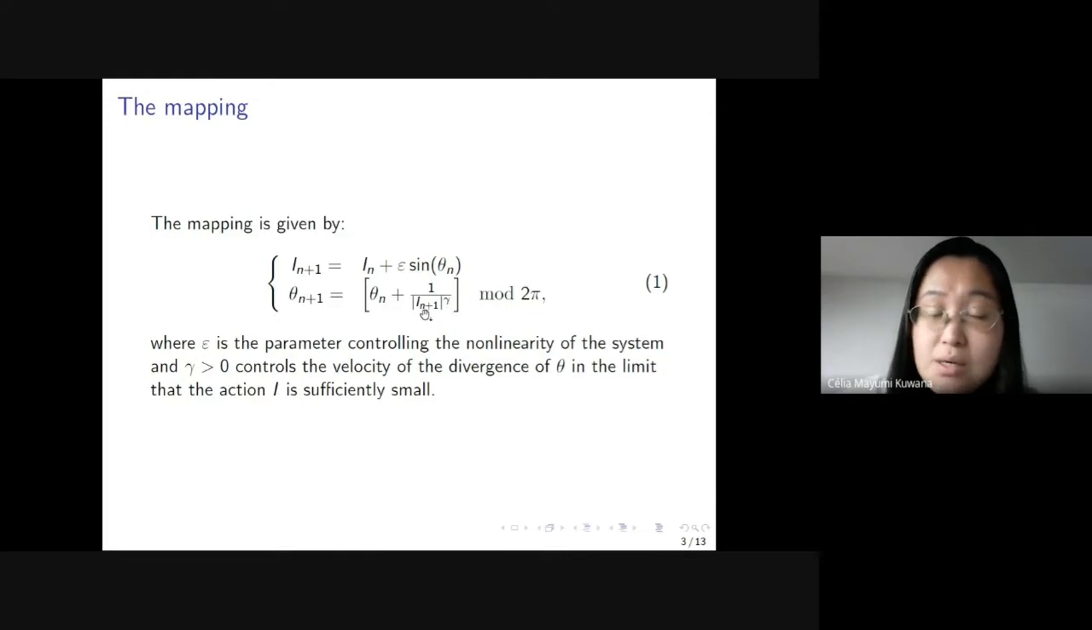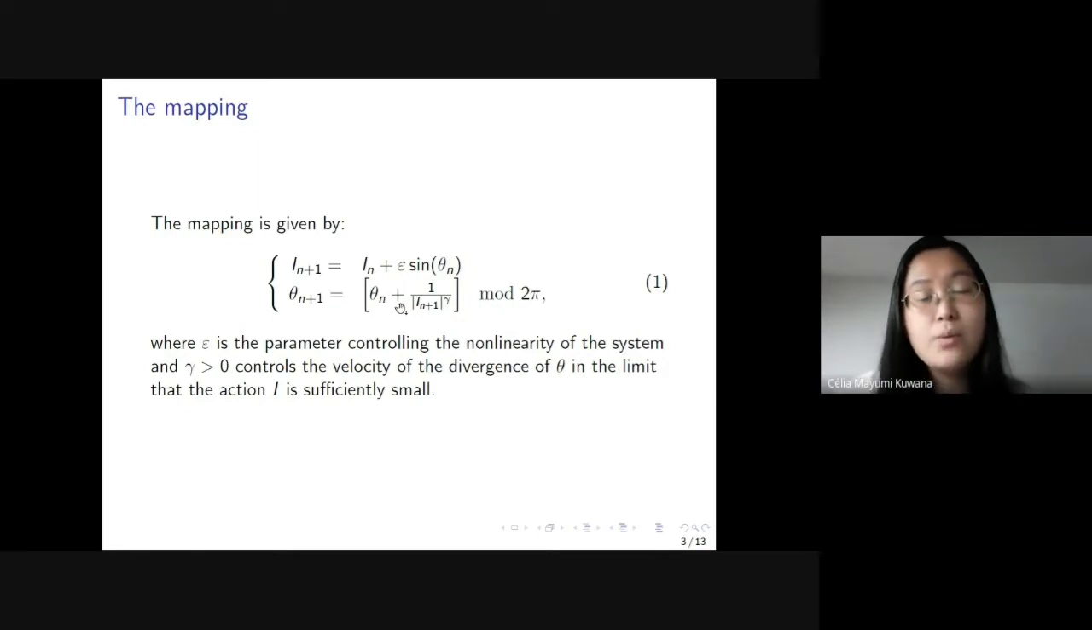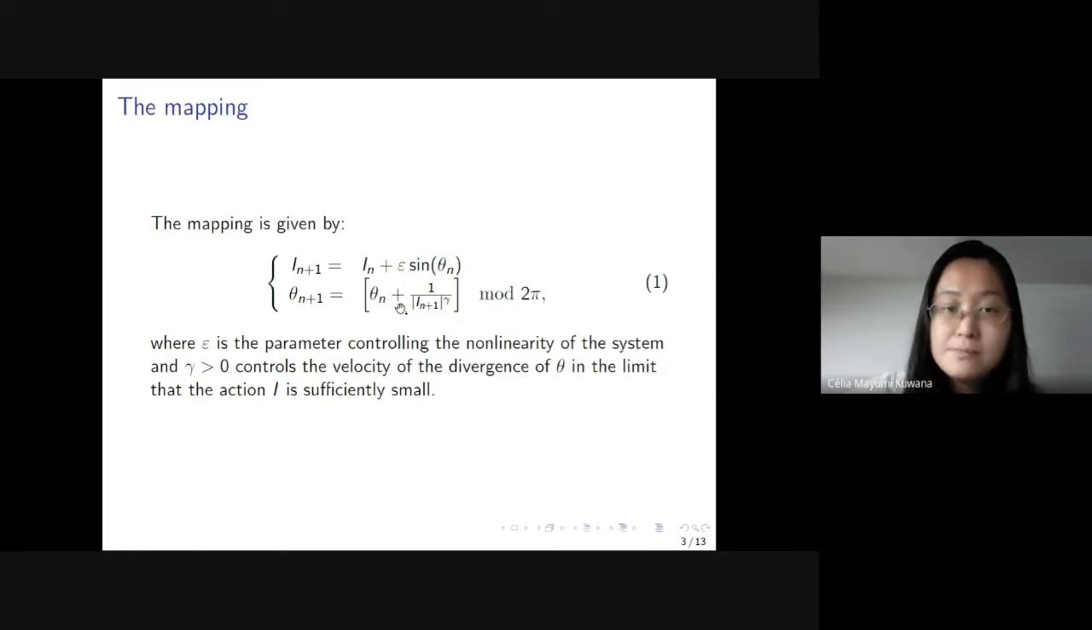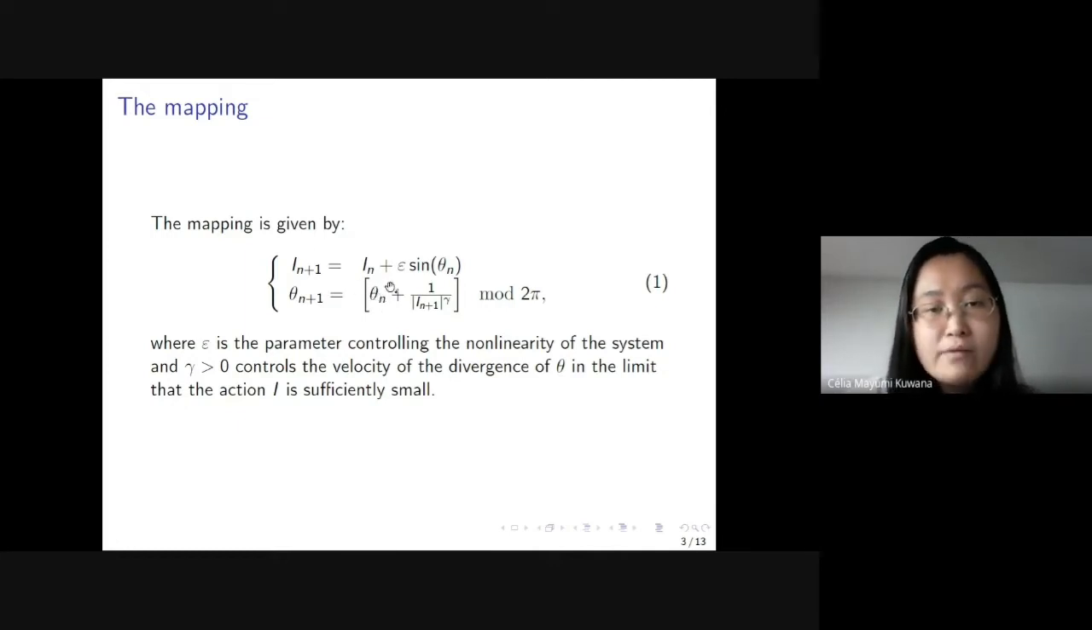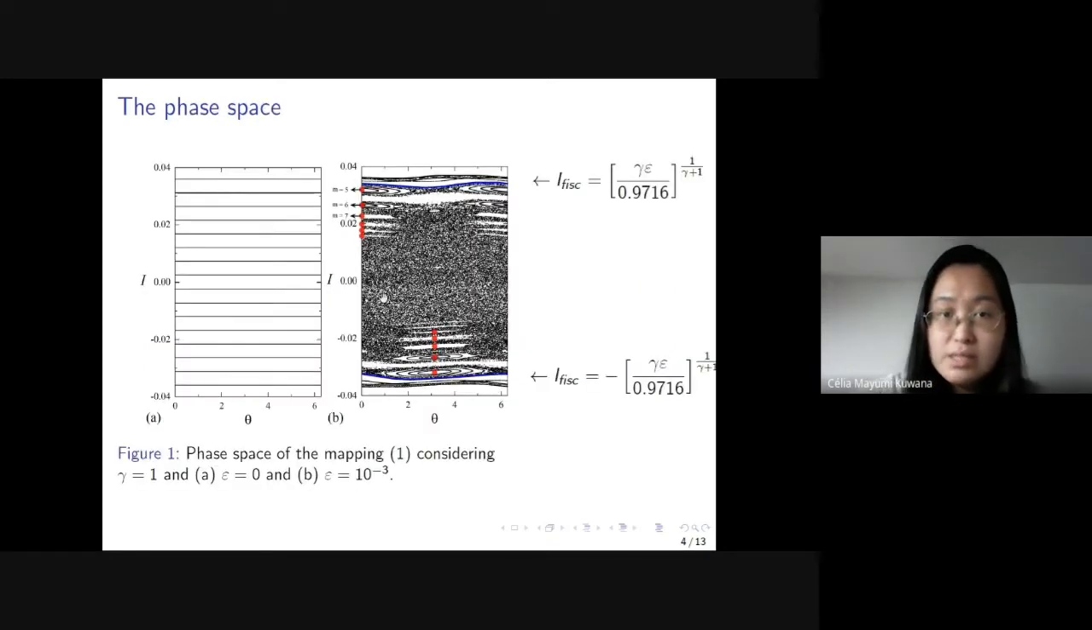And when the action increases, there is the correlation between these variables that brings the regular orbits in the phase space. And when we calculate the determinant of the Jacobian matrix of this system, we have that it is equal to 1. So this is a conservative system.